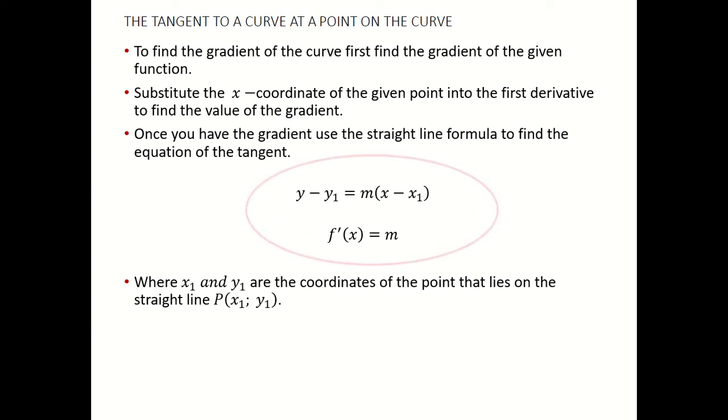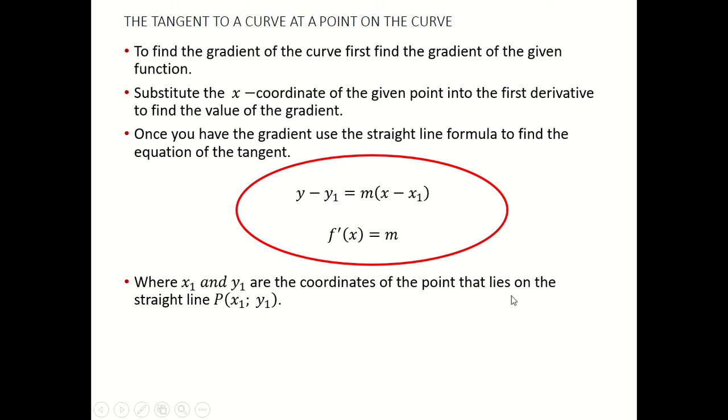Everything will make sense in a moment. Guys, please note that these two are very important in us finding the equation of the tangent to the curve. Please highlight them and make sure that you write them somewhere because they're very important, as well as the point after the formulas. This point here where x1 and y1 are the coordinates of the point that lies on this straight line. Please highlight that because it's also very important.